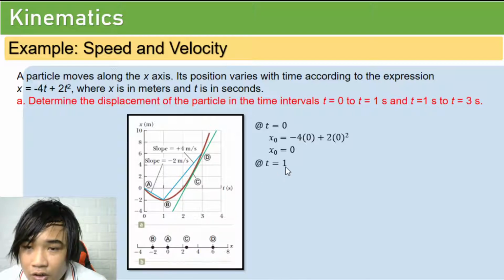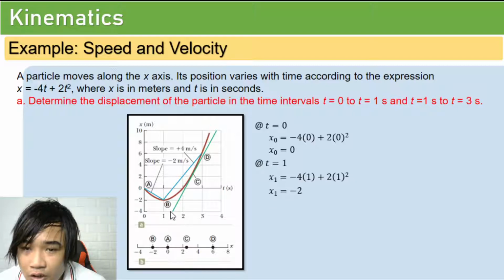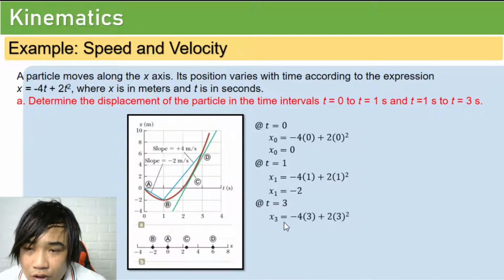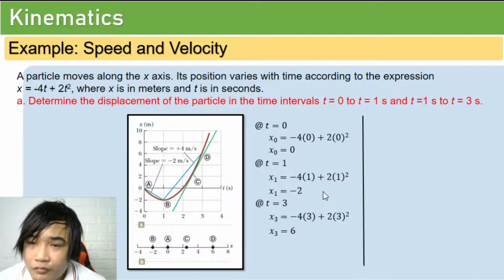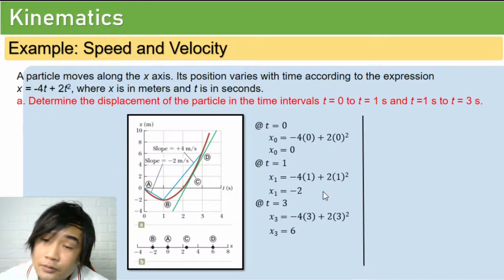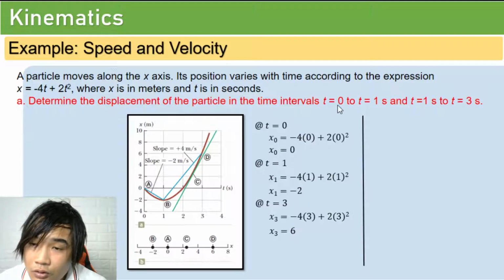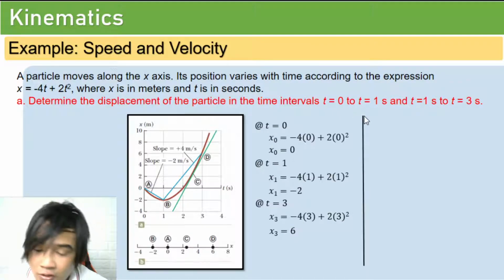Ito. At t equals 1, yung position niya dapat nasa 1 siya. Solve natin. Ay, negative 2. Sa 1 yung t, negative 2 yung position niya. So, kapag 0, 0. Pagka time equals 1, ito na. Yung position niya, negative 2. Then, at time equals 3, so substitute nyo lang sila sa equation, yung location niya is at 6 meters.